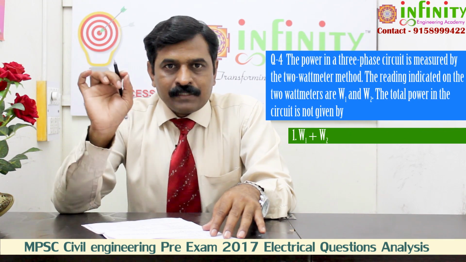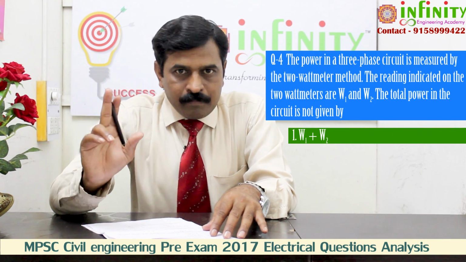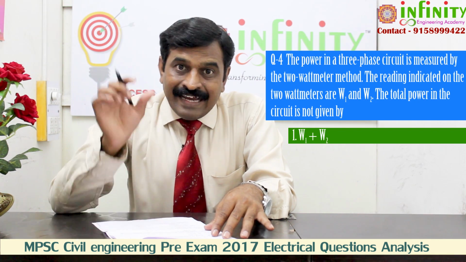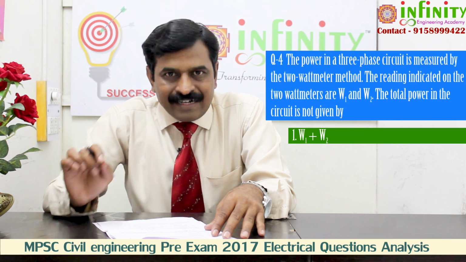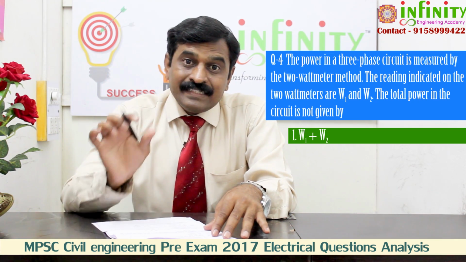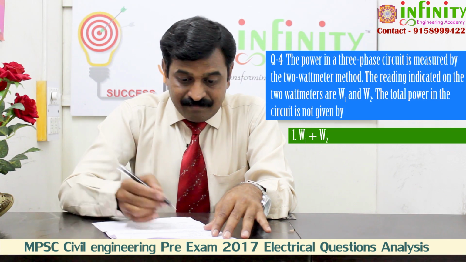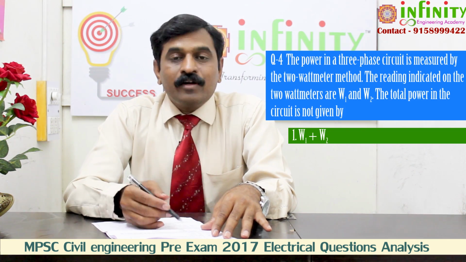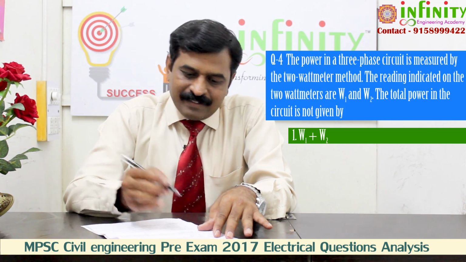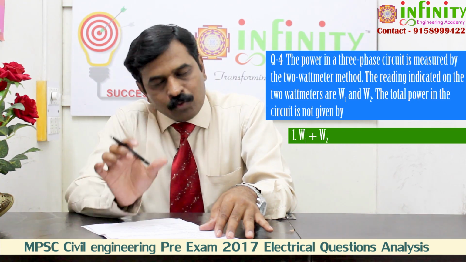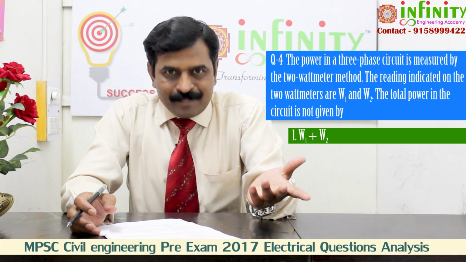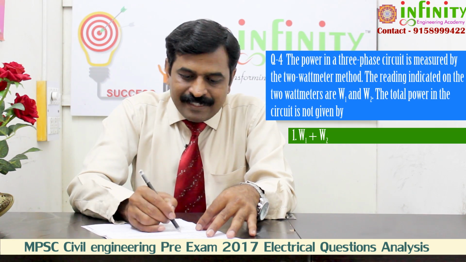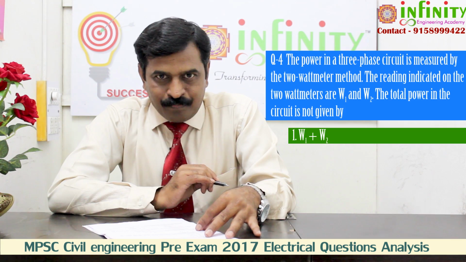Now the options. The first option is W1 plus W2. That means whatever the 2 wattmeters we are going to use, the summation of that. Definitely it is a correct option for measuring the power. But what is our question? Our question is "not" used. That means this is a correct one. W1 plus W2 is a proper method when we use a 2 wattmeter method. But here it is not a correct option.